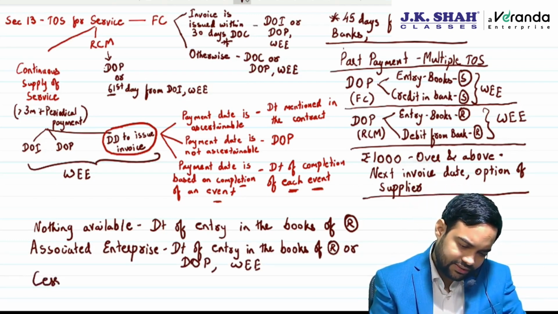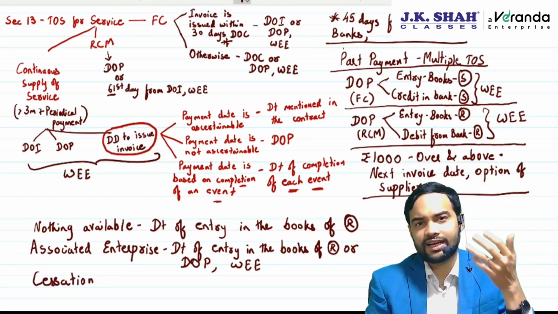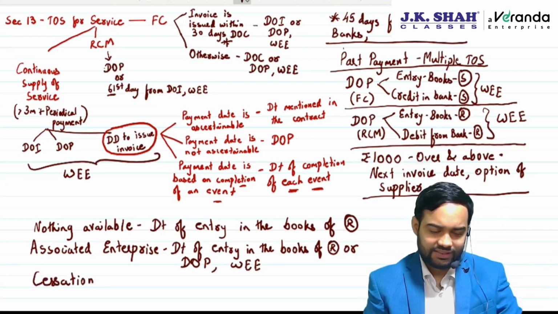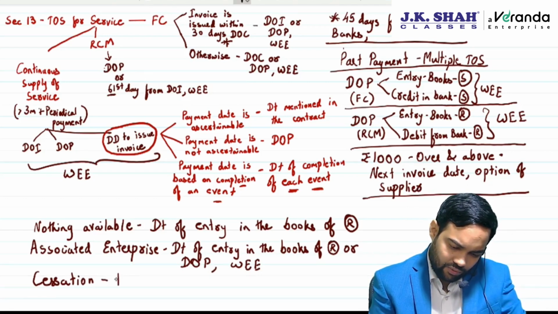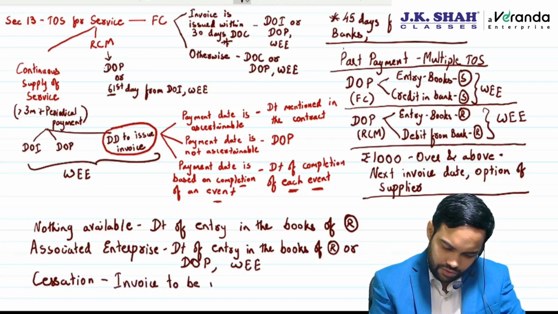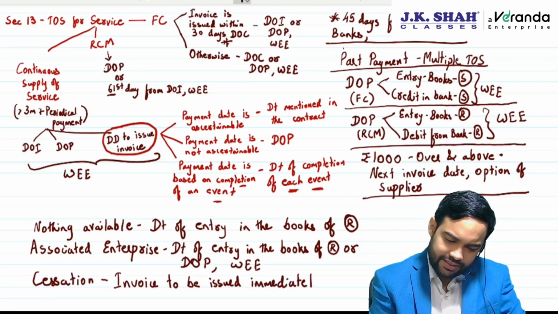That is in case of associated enterprise, related person, which comes from section 92A of the Income Tax Act. Suppose there is a cessation under a contract. Cessation is when a contract comes to an end before completion. If there is a cessation, then the invoice is to be issued immediately upon cessation.